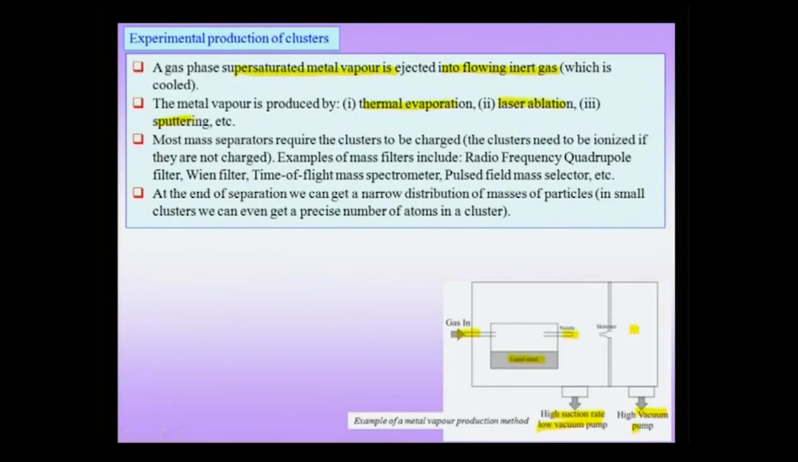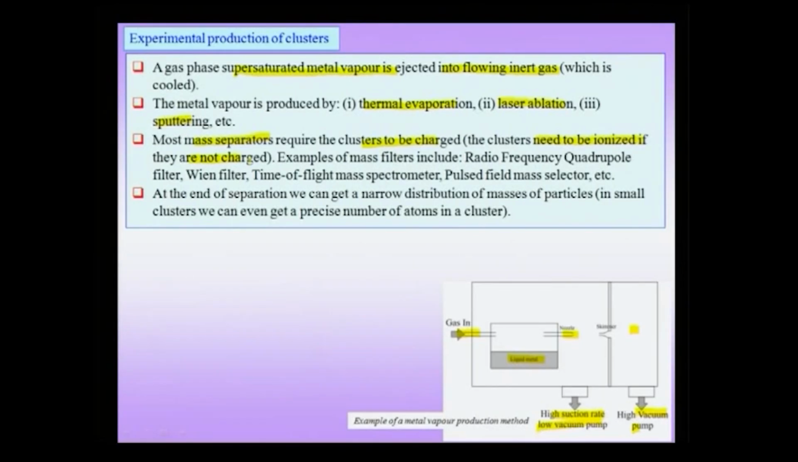Further, we know that now this metal vapor consists of clusters of diverse sizes. That means, they may have right from a few atoms to a few thousand atoms, and we require mass separators which can actually separate out clusters of various sizes. And for this, the clusters typically need to be charged, and the clusters need to be ionized if they are not charged previously. So, this is a very important point, because most of the mass separators will not work on non-charged particles.